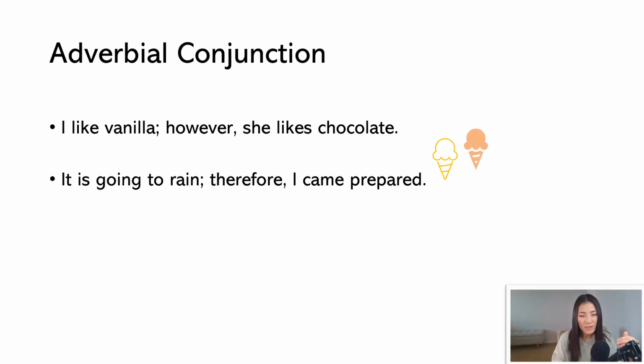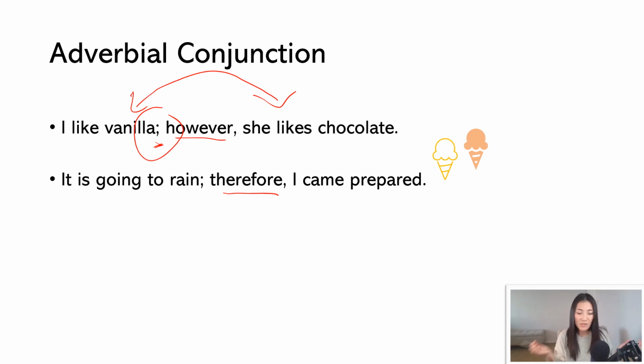After your semicolon, you can also use words like "however" or "therefore" or any other adverbial conjunction to link the two independent clauses. It says, "I like vanilla; however, she likes chocolate." I'm going to use a semicolon, again, because I feel like these two ideas are very close. The second sentence says, "It's going to rain; therefore, I came prepared." Again, these two ideas are very closely related, so I can use a semicolon.